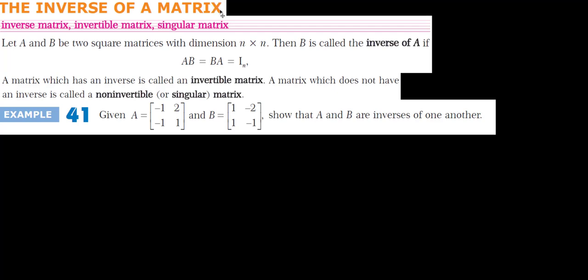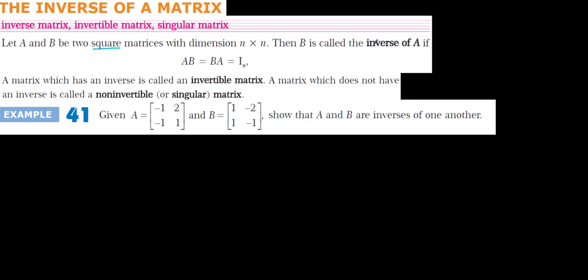Hi dear students, in this video I'm going to explain the inverse of a matrix, and here basically the definition of inverse matrix and singular matrix. Let A be a square matrix with dimension n times n. It means that for an invertible matrix we should firstly have a square matrix. If it is not square, you cannot get the inverse of it.